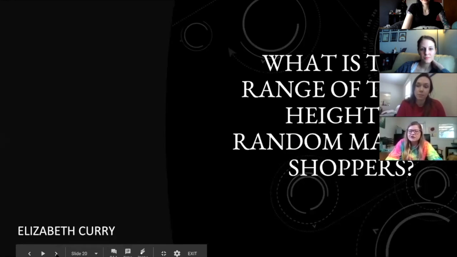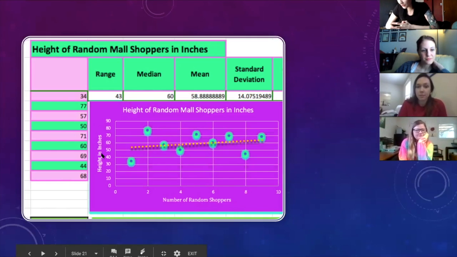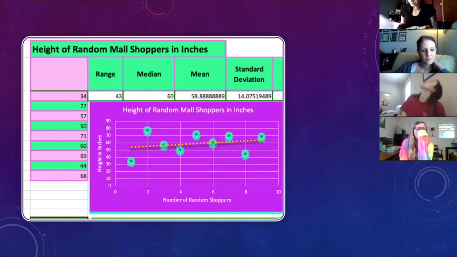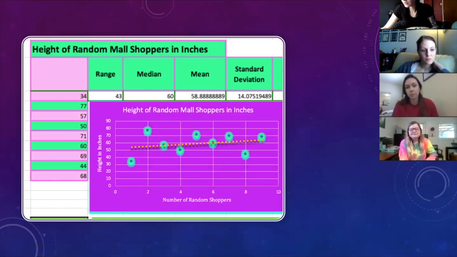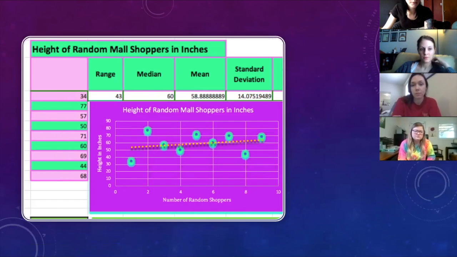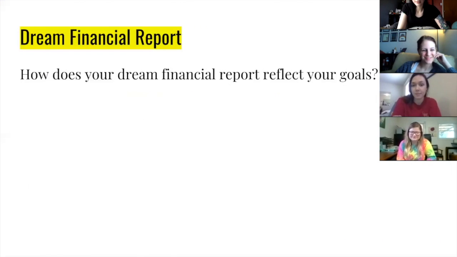What is the range of the height of random mall shoppers? Oh, that is a good question. Range is the difference between the lowest and highest values. For our homework, 43 is going to be the range, because you subtract the lowest number, which is 34, from the largest number, which is 77, and you get 43. So that's the range.